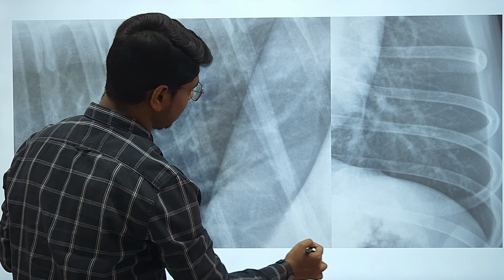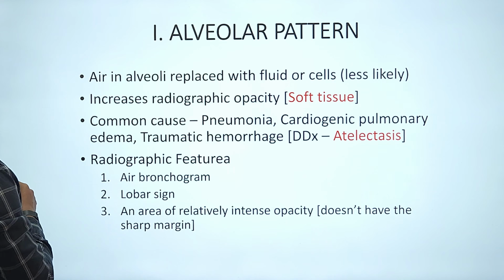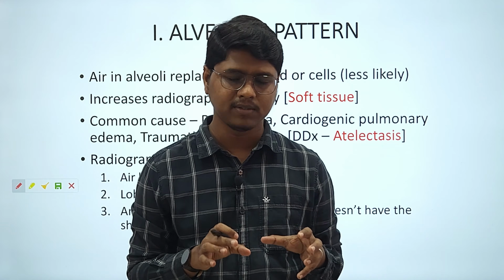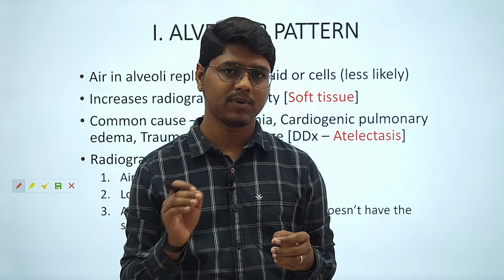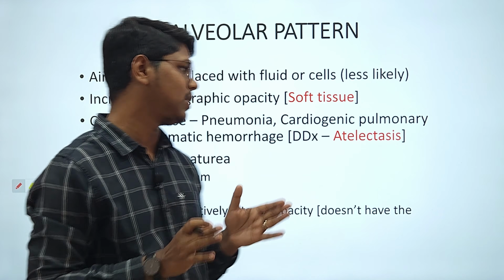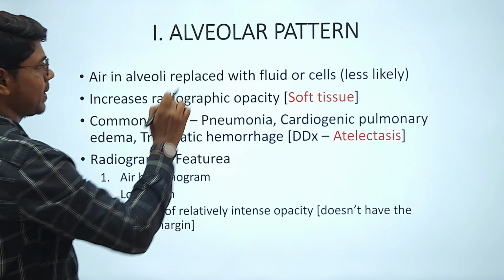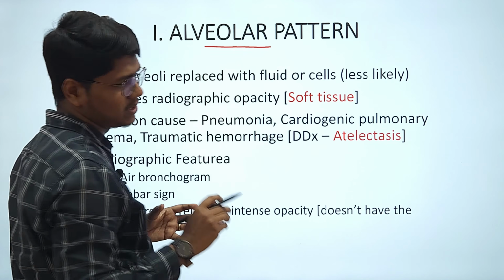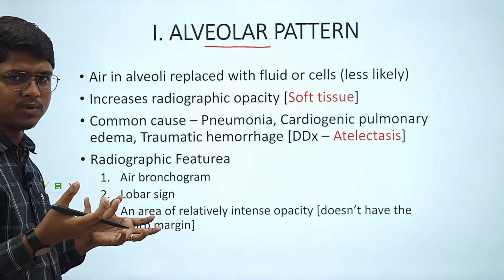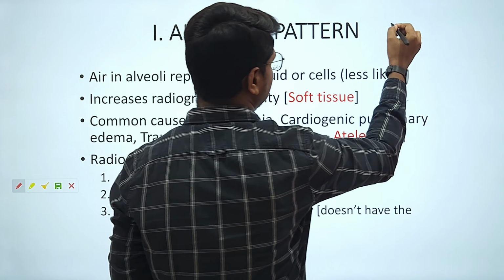Okay, next we will go to these patterns. There are basically three patterns. The first one is the alveolar pattern, the next one is the bronchial pattern, the third one is the interstitial pattern. Okay, we will discuss one by one. First one is the alveolar pattern. So the alveolar pattern means the portion or the chamber, or you can say the part of the lung, which is affected is alveolus.